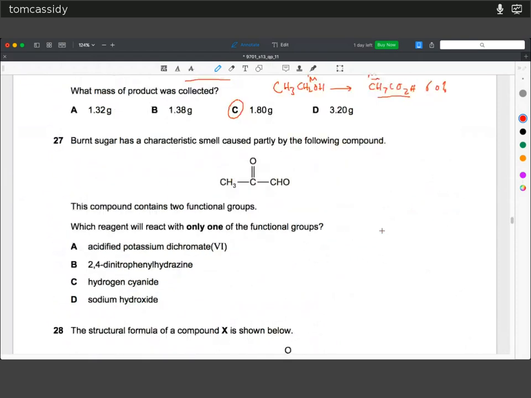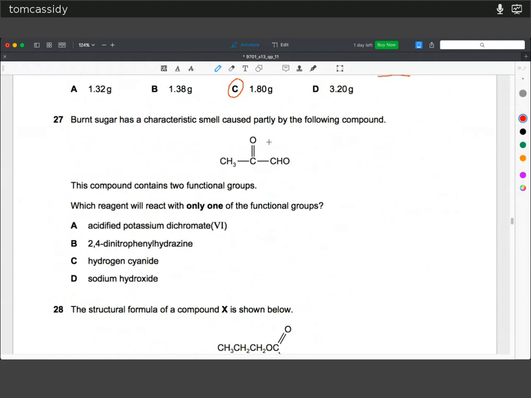Okay, another compound down here. You can see that that functional group is a ketone. That's that one there. And this one is an aldehyde. Ketone and aldehyde. And you've got to find a reagent that's going to react with one of these functional groups. So it's going to react with the ketone, but not the aldehyde, or it's going to react with the aldehyde, but not the ketone.